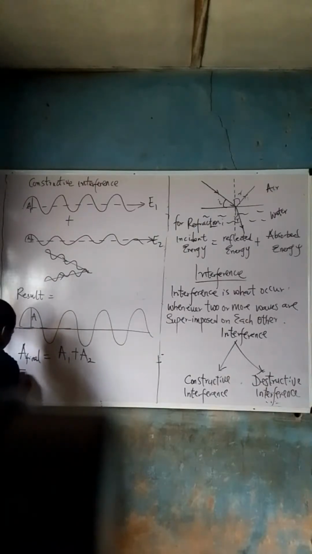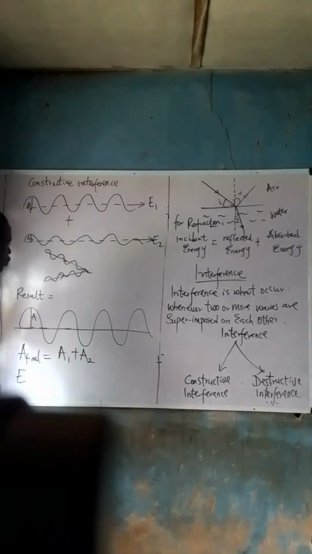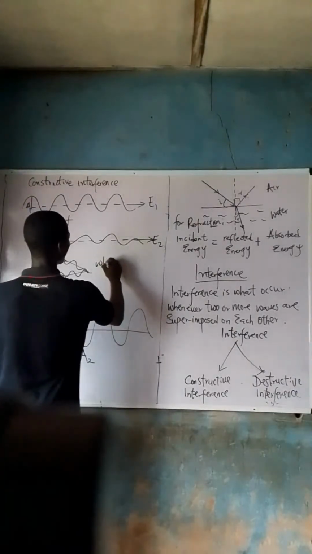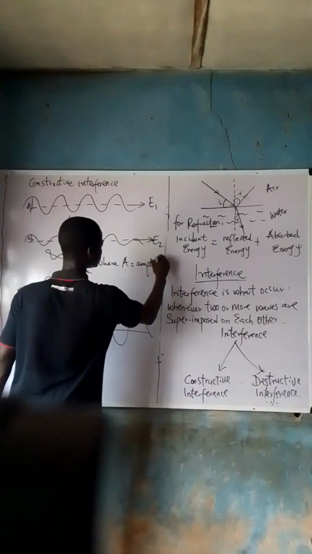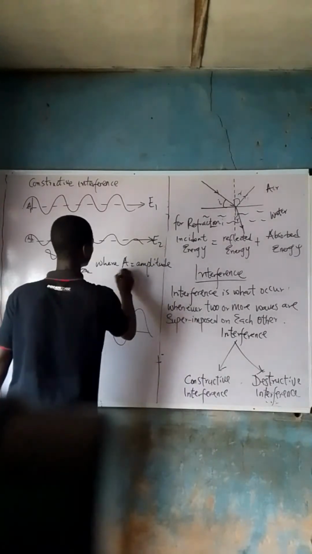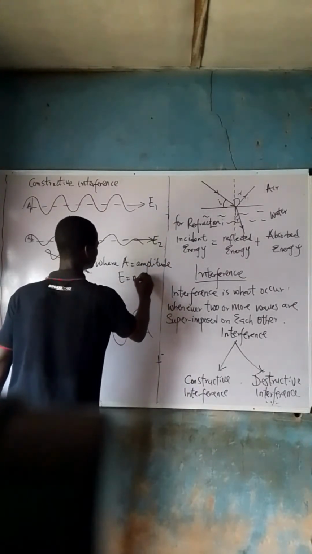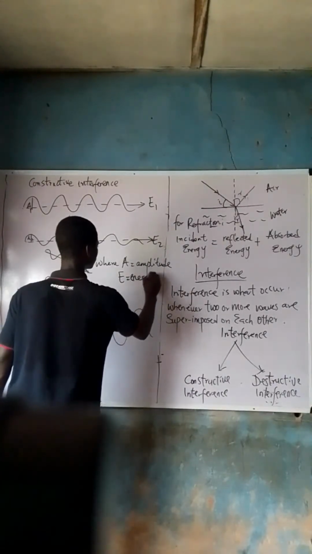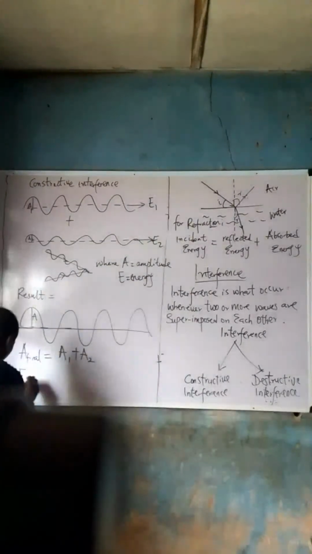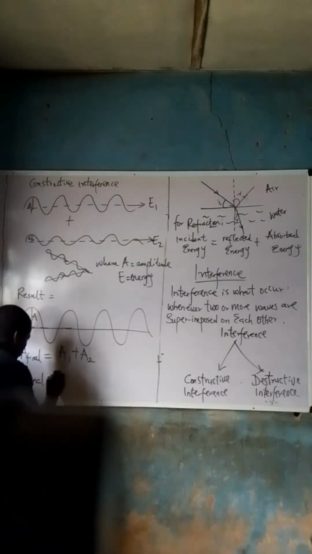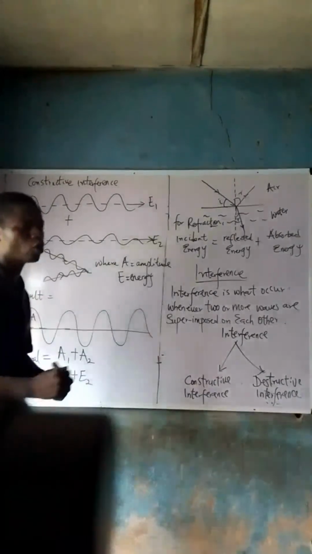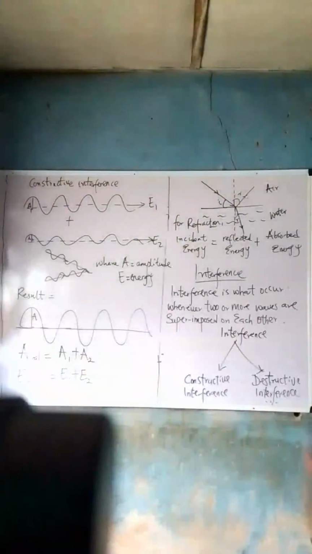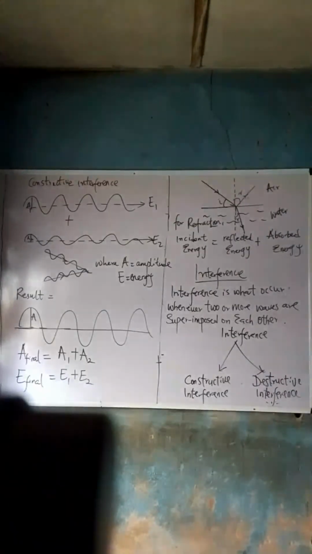Where A is amplitude and E is energy. E final will be equal to what? E1 plus E2. I hope that is clear to us.